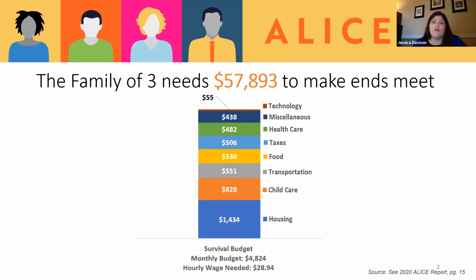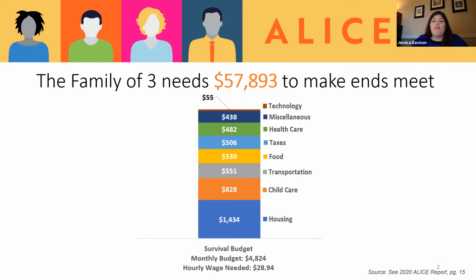Right here you can see the survival budget. This is unique to the ALICE data. This is specific to the county, the state, and the household size. The survival budget includes actual costs of things such as housing, childcare, food, transportation, healthcare, and a low-cost smartphone, so technology. And today we're going to talk more about what it means to have sufficient income across all these different areas. Again, and I say it time and time again, the ALICE survival budget is bare bones. It's real world, conservative estimates of what it takes to make ends meet. It doesn't include anything like savings or frills in the budget.